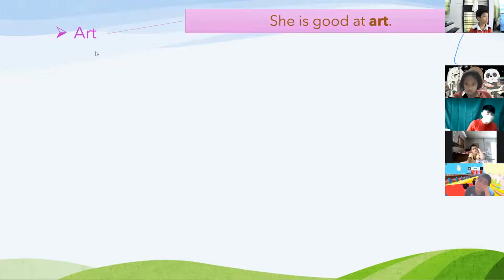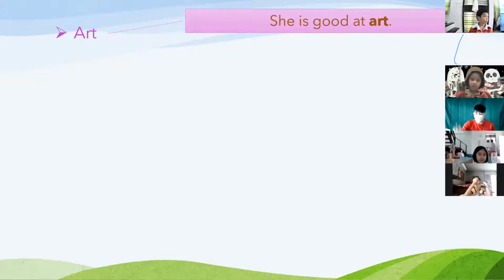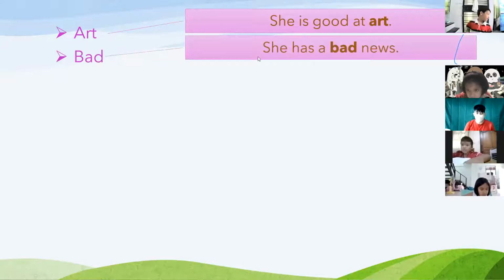Okay, number two, we have what? Bat. Okay, we have the word bat. We have Thai translation there, okay? She has a bat. Okay, she has a bat. She has bad news. We have the word bad. B-A-D, bad. Okay, next, we have this one.